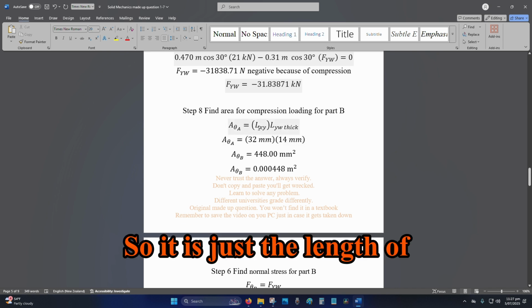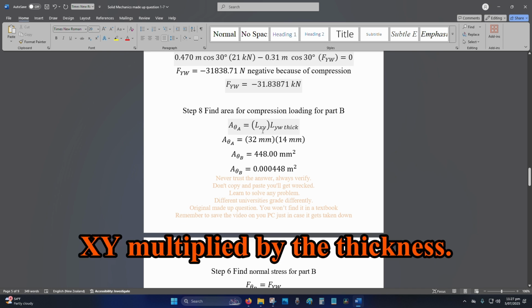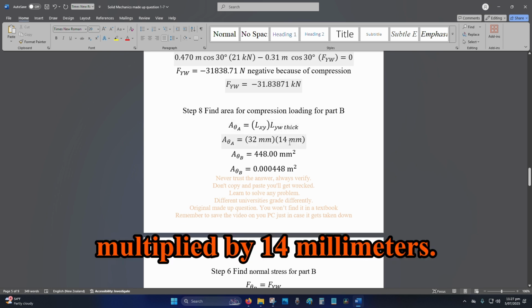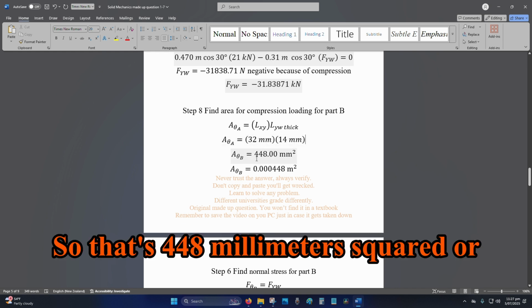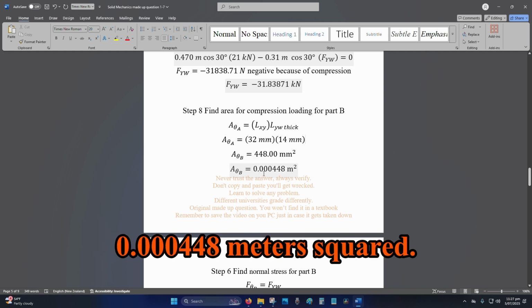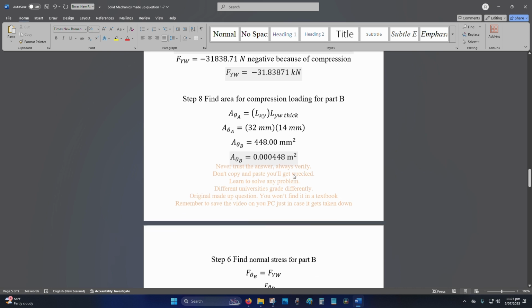For the area of compression for part B, that's a typo. So it is just the length of xy multiplied by the thickness. So 32 millimeters multiplied by 14 millimeters. So that's 448 millimeters squared, or 0.000448 meters squared.